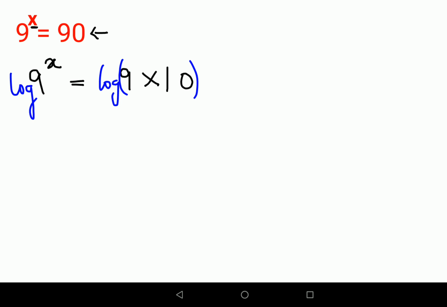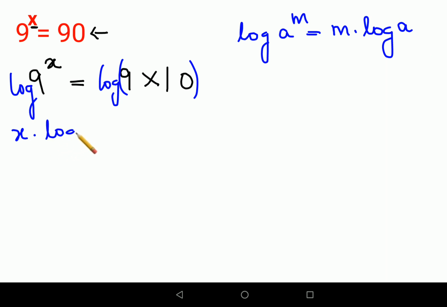Now on your LHS you have something like log of a raised to m. The rule of log says that m comes ahead and gets multiplied to the log of that number. So here also we'll use the same thing. x will get multiplied to log of 9.